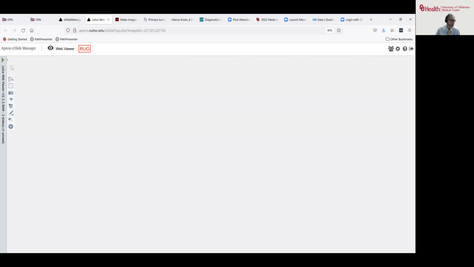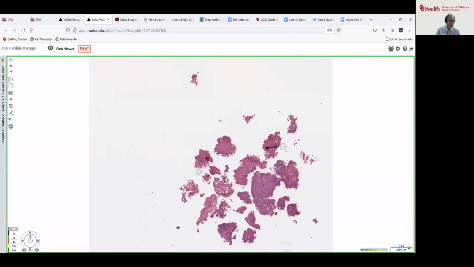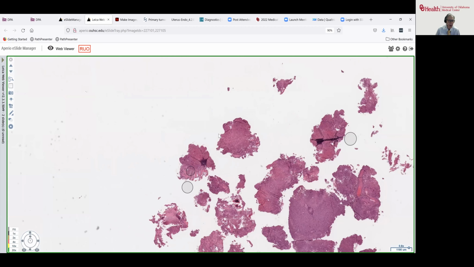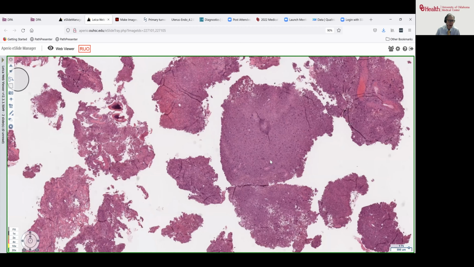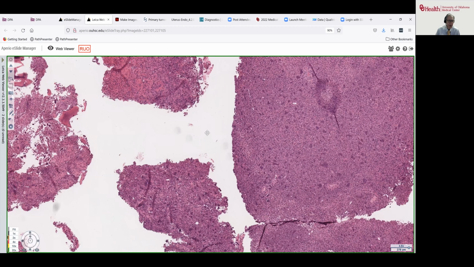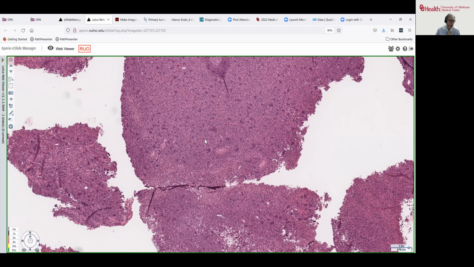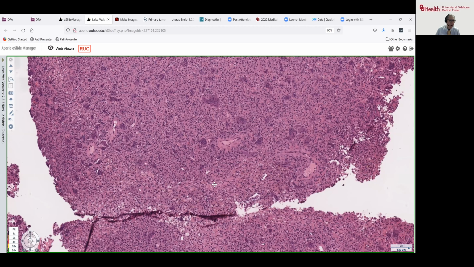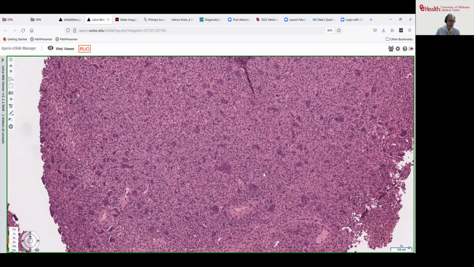Now, on permanent section evaluation, we see again this same type of material, a little bit better fixed and more eosinophilic and so forth, but not dissimilar from what we saw on frozen section. Now, having seen the radiographs in this circumstance, we can correlate this and recognize that this is not chondroblastoma.